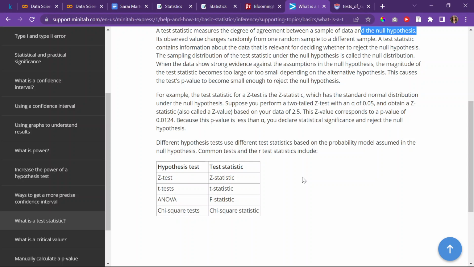Suppose you perform a two-tailed z-test with the alpha level of 0.05 and obtain a z-statistic, also called a z-value or a z-score, based on your data of 2.5. This z-value corresponds to a p-value of blah, blah, blah. Okay, no.